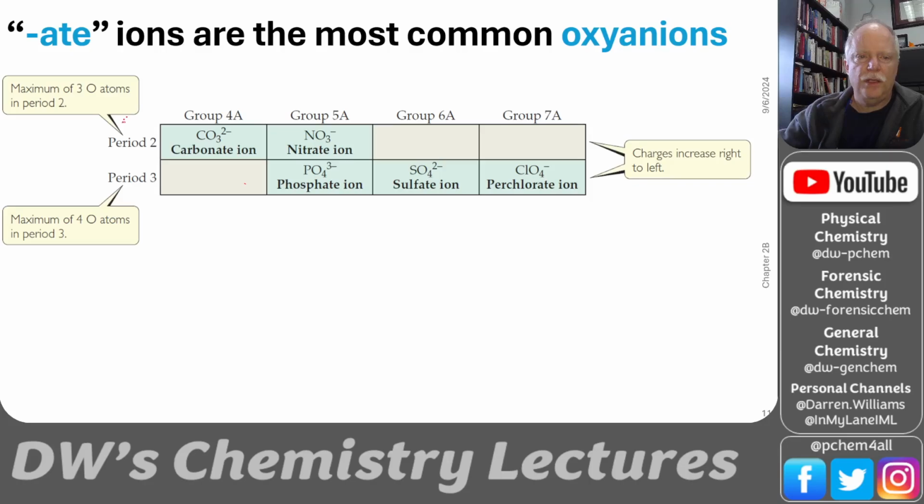Okay, and the ones on period 2, the carbonate and nitrate, they max out at 3 oxygens. On period 3, they max out at 4 oxygens. Okay.